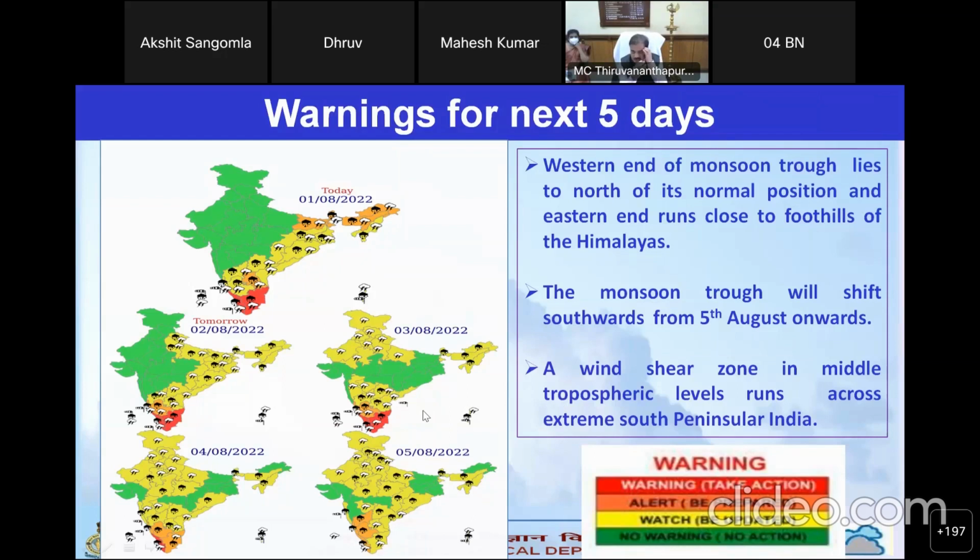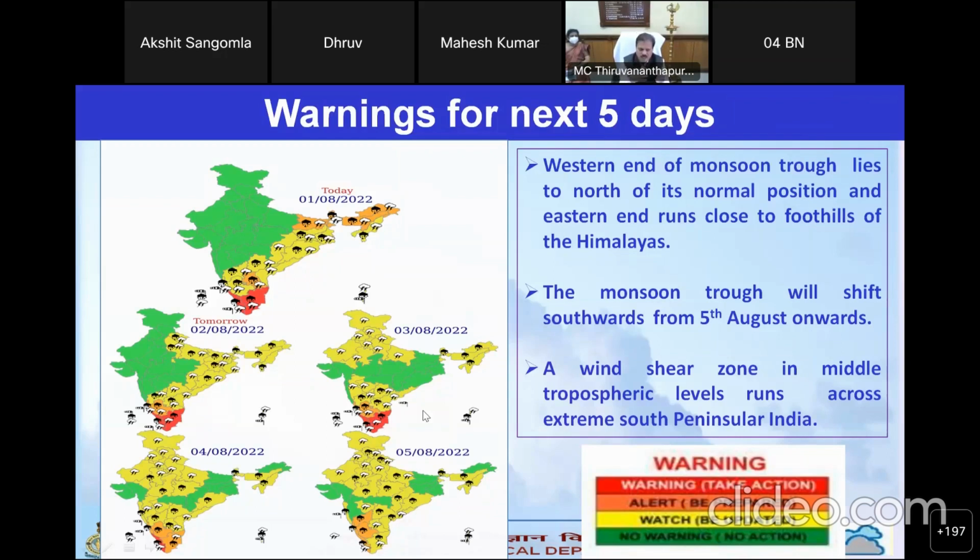It is mainly because of the fact that at present, the western end of the monsoon trough is lying to the north of its normal position, and the eastern end runs close to the foothills of the Himalayas. And this monsoon trough will shift southward from 5th August. As a result, from 5th August onwards, rainfall activity along the foothills and UP, Bihar, Jharkhand, and northeastern states will decrease. At the same time, rainfall activity will increase gradually, shifting towards south from 5th August onwards.